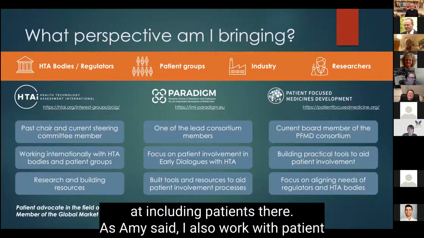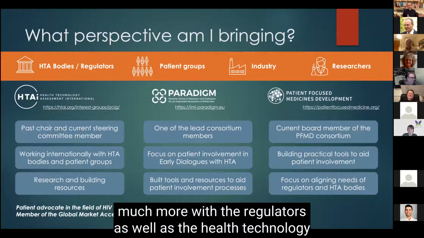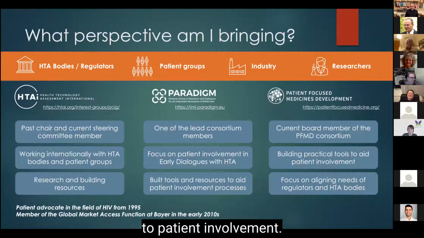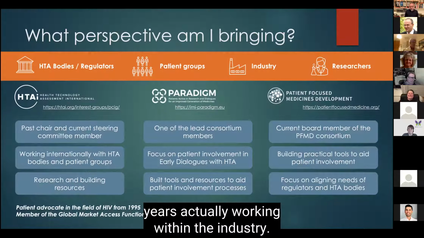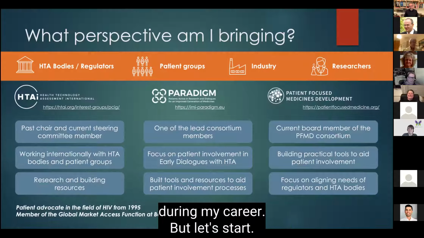And as Amy said, I also work with patient-focused medicines development. And there I work much more with the regulators as well as the health technology assessment bodies on making sure that we have a sort of global approach to patient involvement. I did start as a patient advocate back in the mid-90s, and I did spend a few years actually working within the industry. So I've sort of seen different sides of this equation during my career.